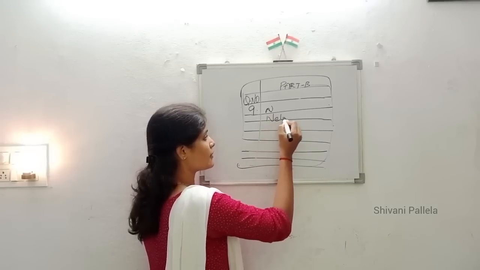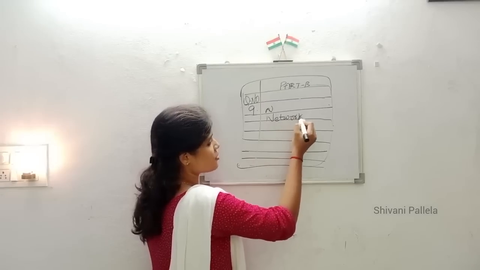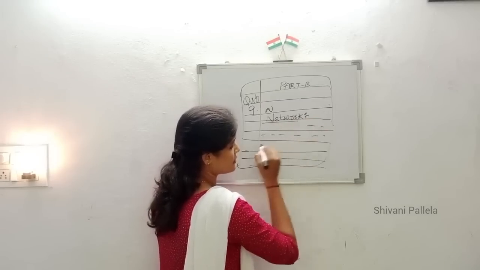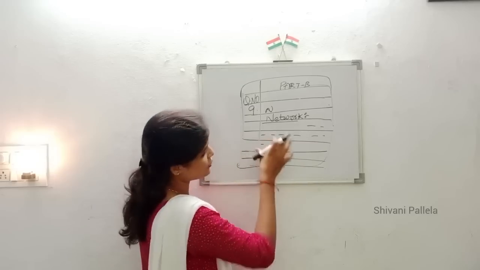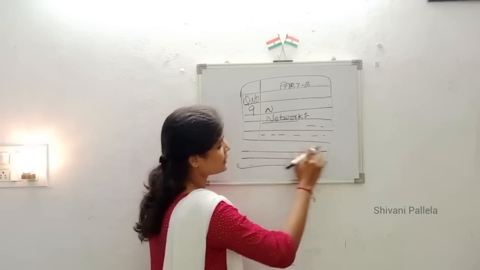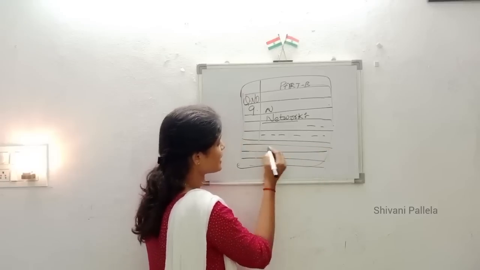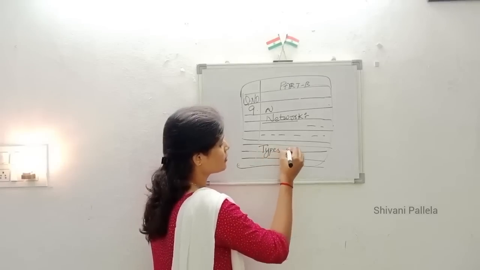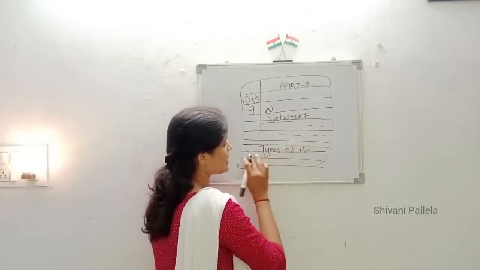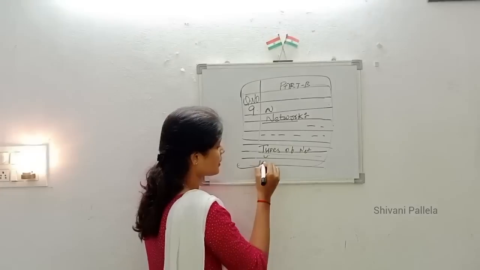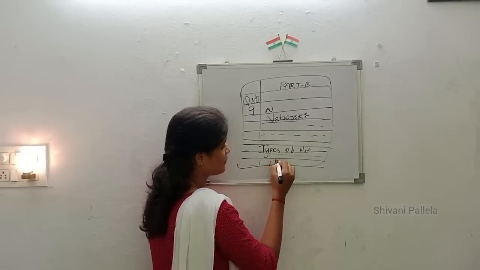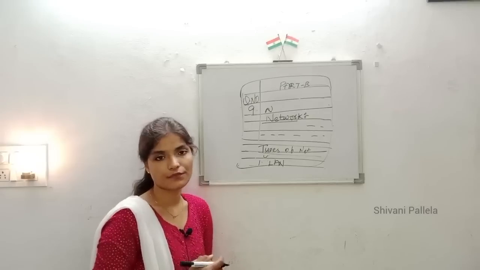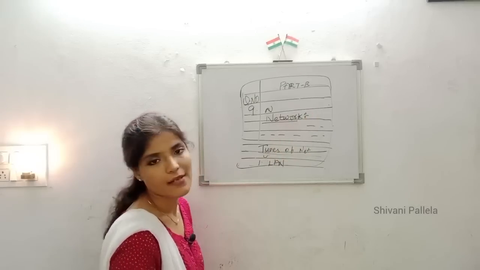Network, you need to write like this: the definition of network. Here, network means like this. There are different types; like this you need to write. After writing the definition of network, leave one line, and here write what they ask: types of network. After that, draw one line here. First type, LAN. LAN stands for local area network. Like this you need to present the answers.